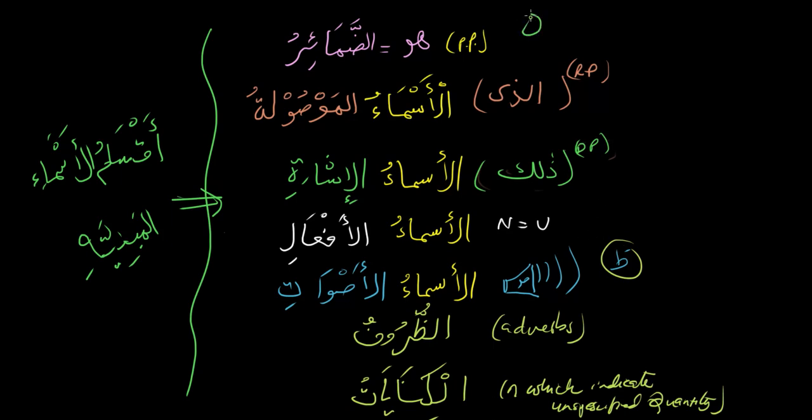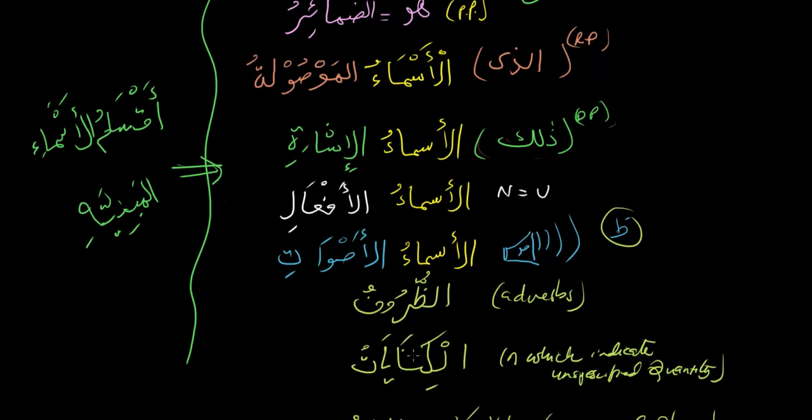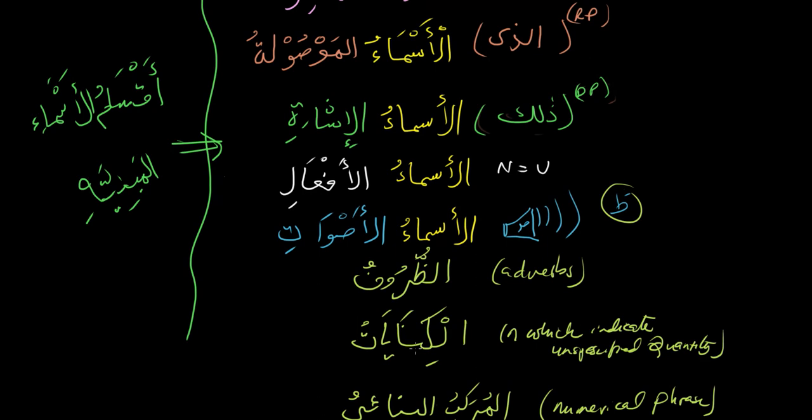Again, huwa, which covers all the dhamair, and then asma al-mawsula, asma al-ishara, asma al-af'al, asma al-aswat. Mawsula is ism mawsula, alladhi. Ism ishara is zalika, like zalika al-kitab. Then asma al-af'al, nouns that act as verbs, asma al-aswat, zarf, al-kinayat, and al-murakkab al-bina'i. Okay, inshallah we get this.